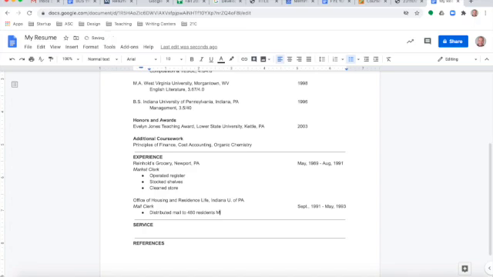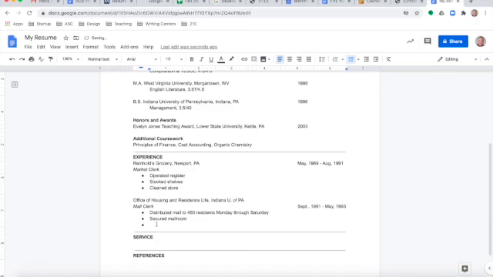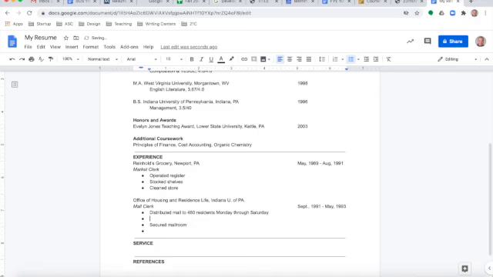Now look, distributed mail to 480 residents. If I say I distributed mail, that doesn't tell people how many people I distributed mail to, how much responsibility I had. But the minute you know that I had 480 residents who got mail Monday through Saturday and it was my job to cart my butt in there and get them the mail, well, that sounds like, okay, the guy's doing more than just wandering around with a bag on his arm. Here you go, have your letter.